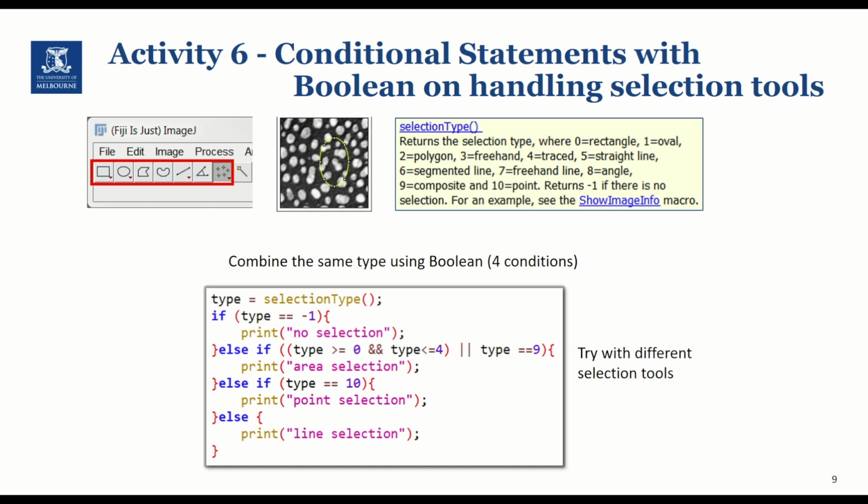Activity 6 was practicing the conditional statements along with the Boolean operator. And this example was to show that we can set up multiple conditions for multiple groups.